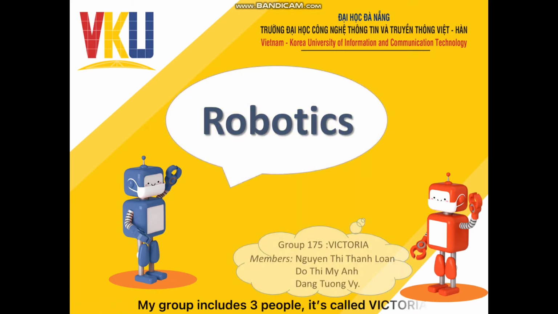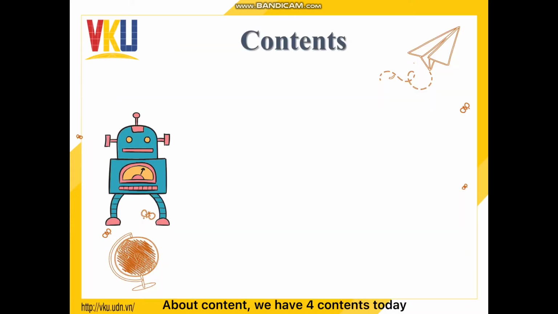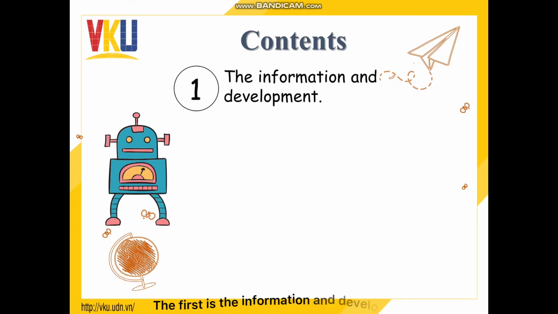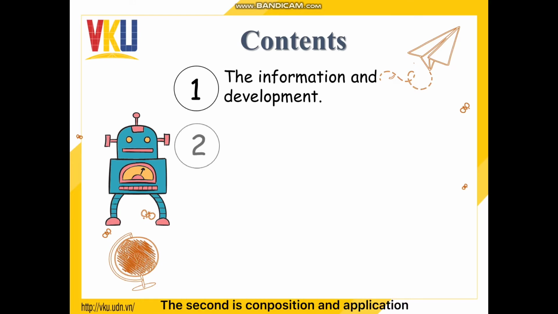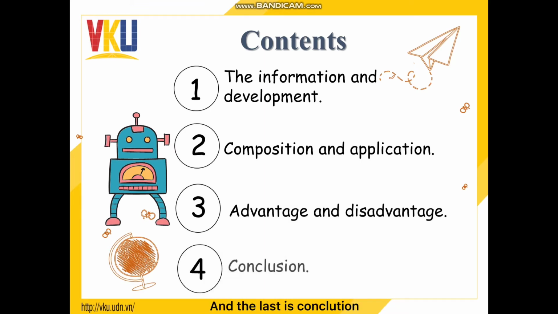My team includes 3 people. It's called Victoria. About content, we have 4 content today. The first is the information and development. The second is composition and application. The third is advantage and disadvantage. And the last is conclusion. Let's get started.